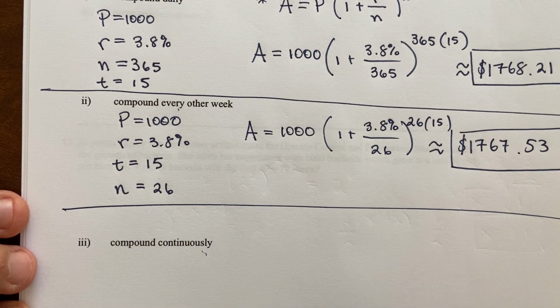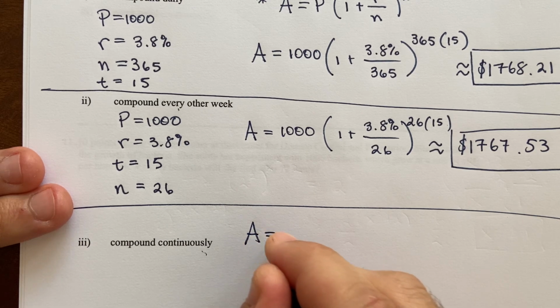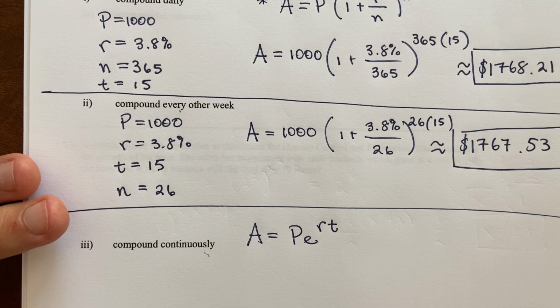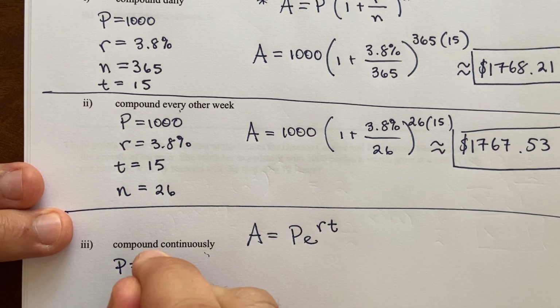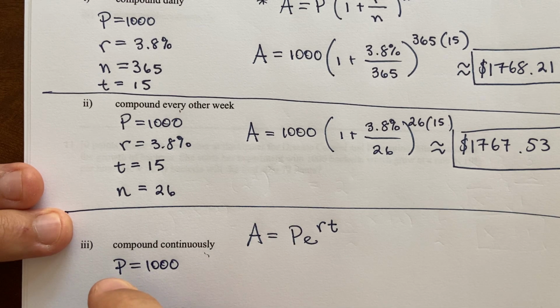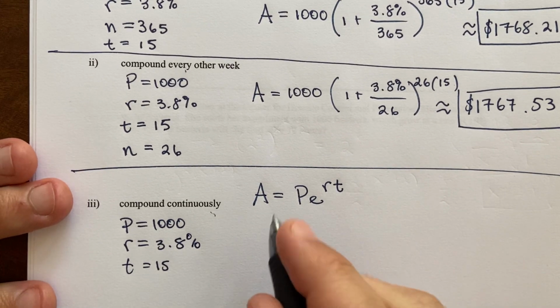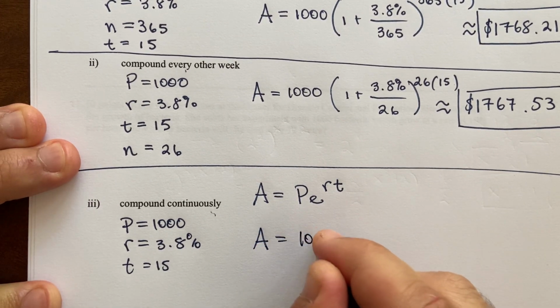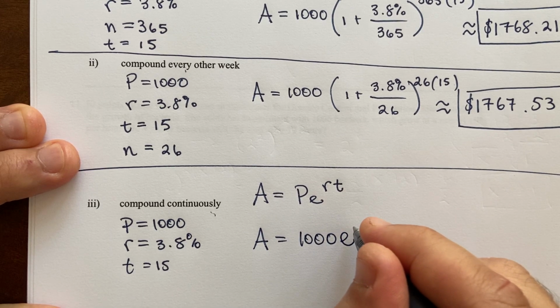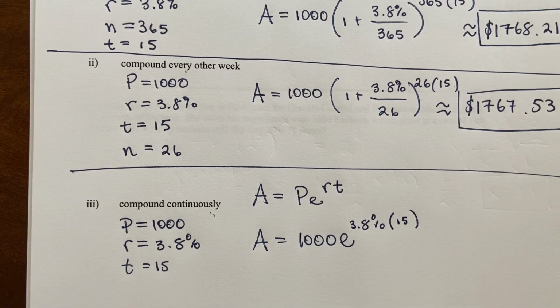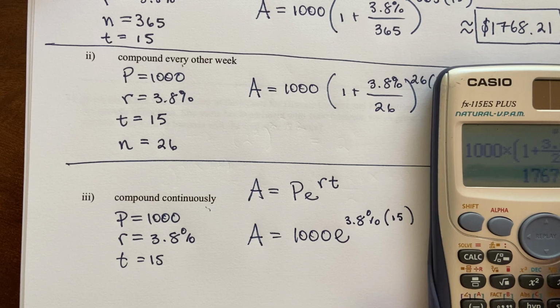Compounded continuously, this is where we switch formulas. This is where the amount is equal to P times e raised to the r times t. So still we have P of 1,000. Here we have the interest rate still as 3.8%. T is still 15 years, right? And e is this known number. A equals 1,000 times e raised to the 3.8% times 15.